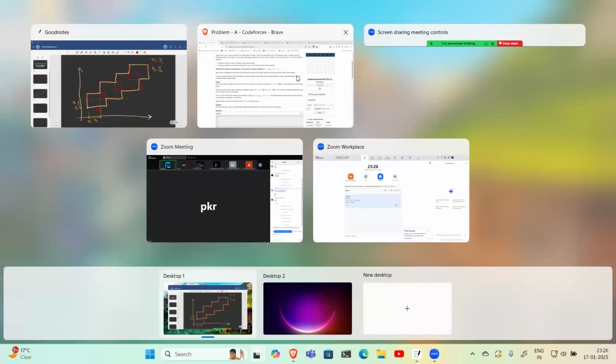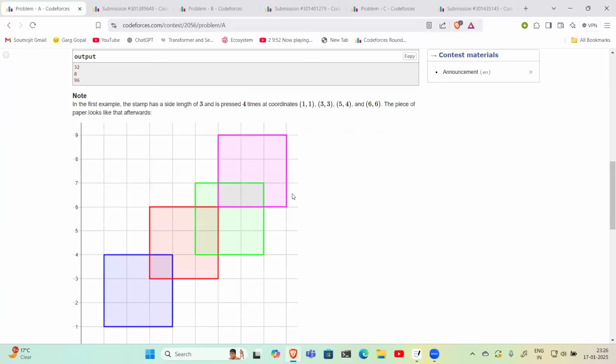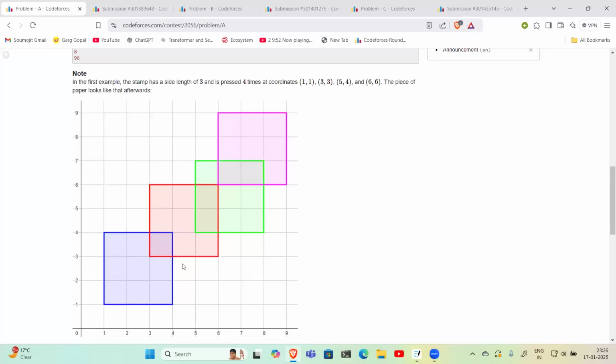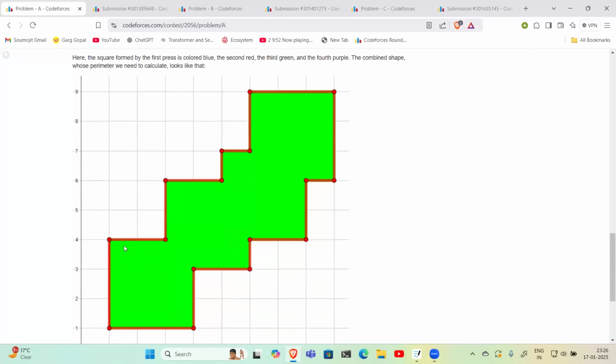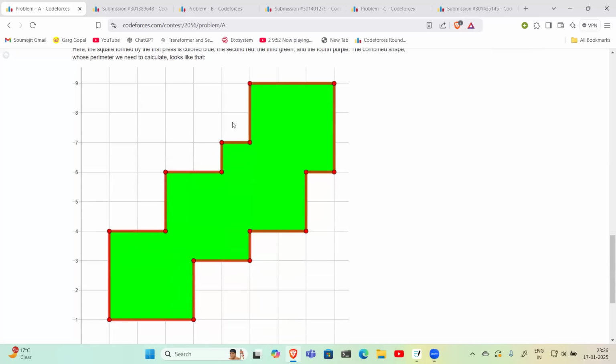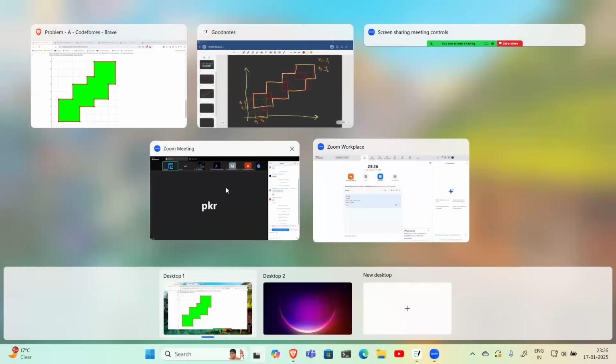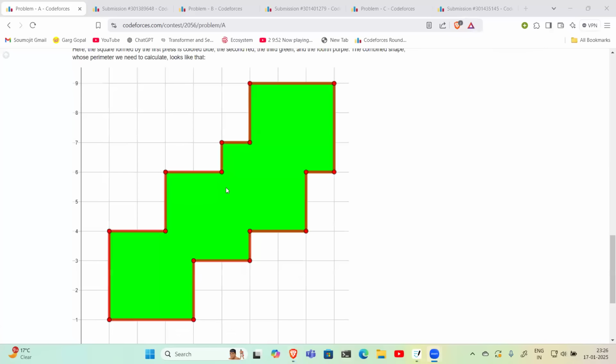Even in the example, they have given a diagram here. These are the x and y values. Similarly, the stamp has moved like this, and then you need to find the perimeter, or the length of the boundary, of this entire connected region. Okay. So is the problem statement clear? Can someone confirm?